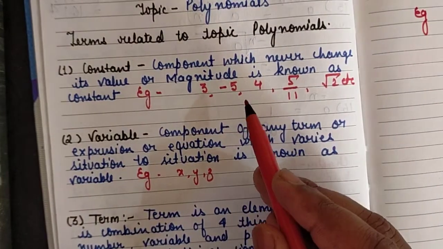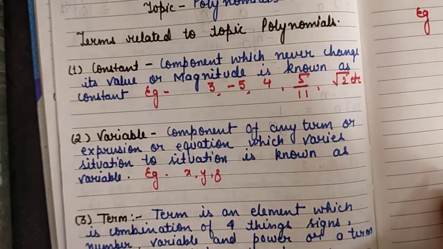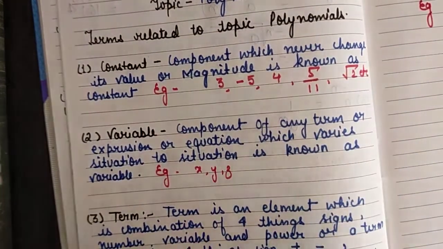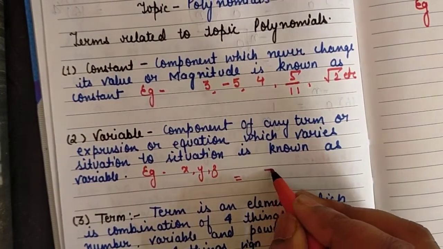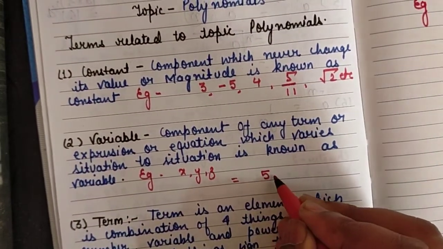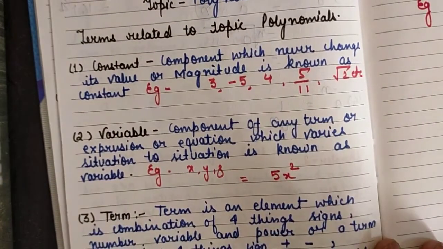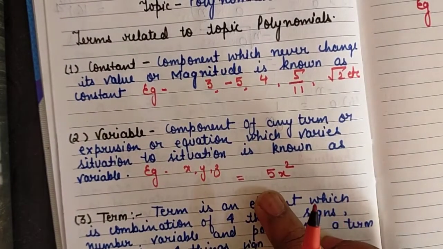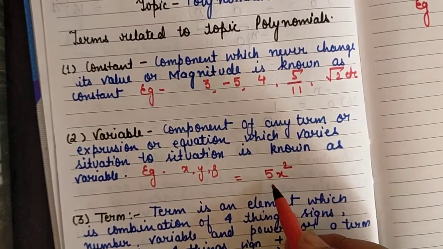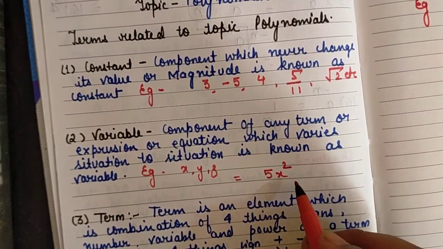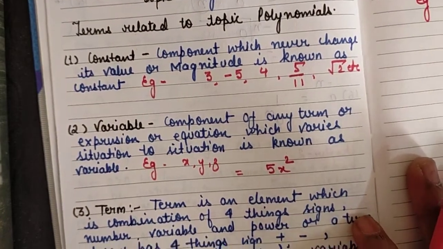Now, if we have a constant and a variable combined as a product, what do we call this? Suppose 5 is the constant, x is the variable, and the variable is raised to some exponent. Now it is called a term. When we have a product of a constant and a variable with an exponent, these are called terms.